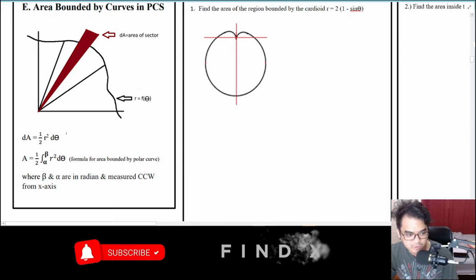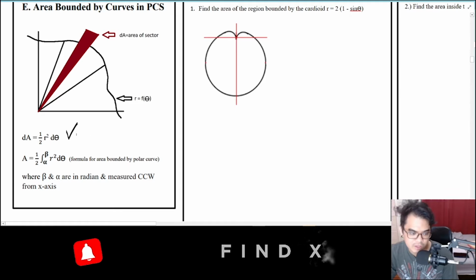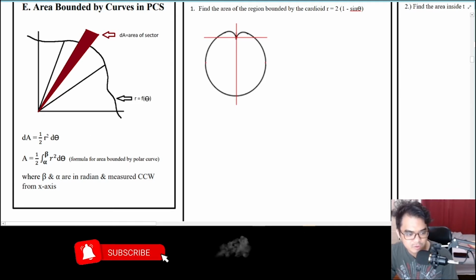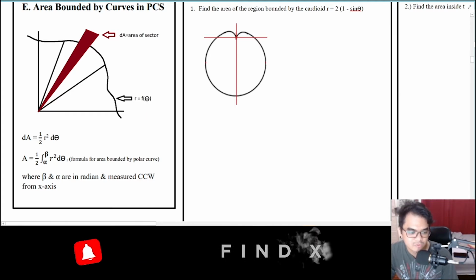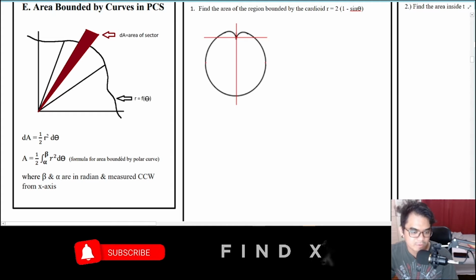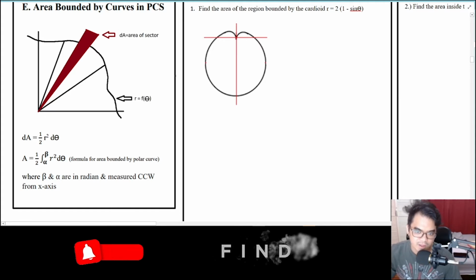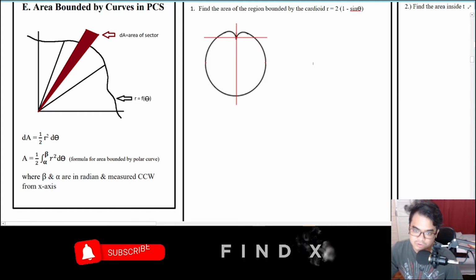So the general formula is this one. dA is equal to 1/2 r squared d theta, and getting the integral of both sides, you'll have A is equal to 1/2 integral from alpha to beta of r squared d theta. This is the formula for area bounded by a polar curve, where beta and alpha are in radians and measured counterclockwise from the x-axis. So let's move on to the first example.